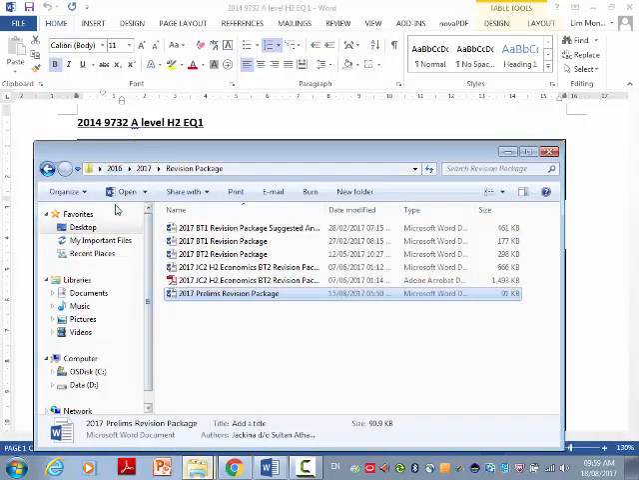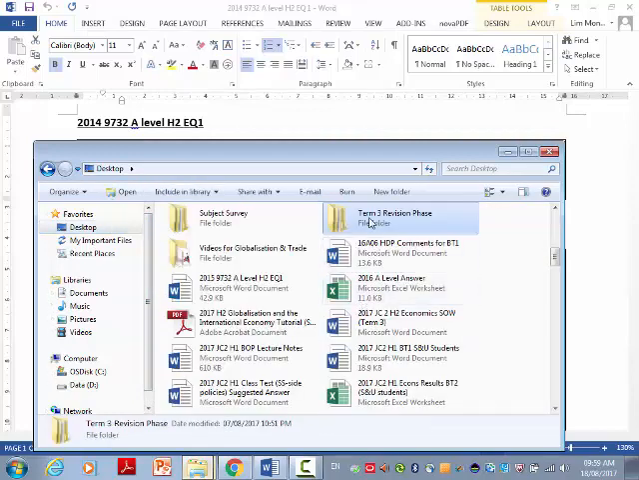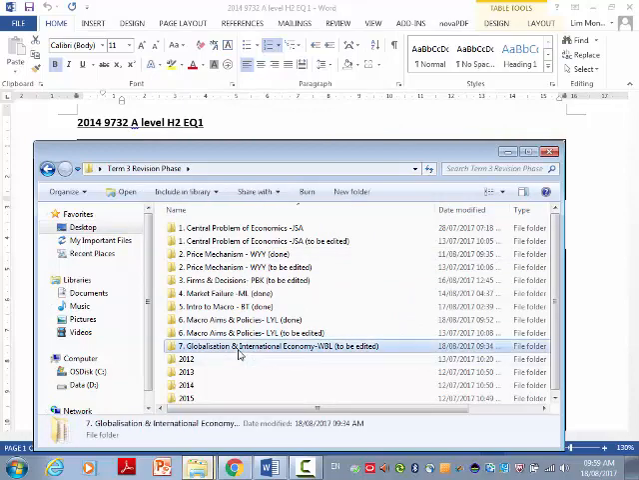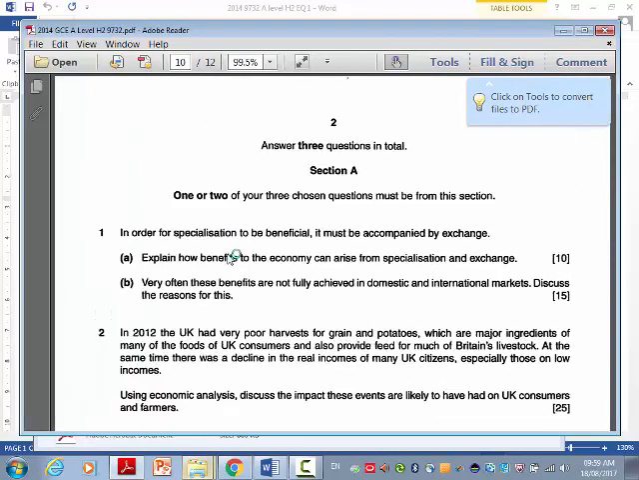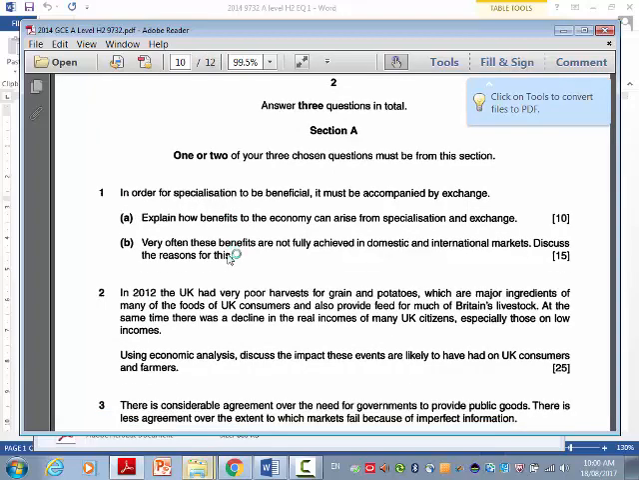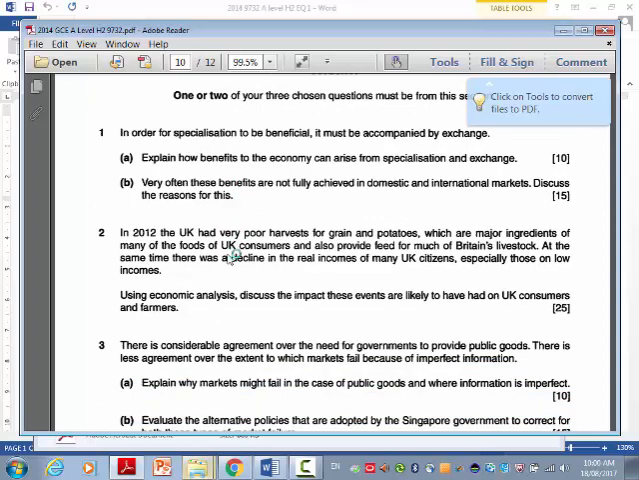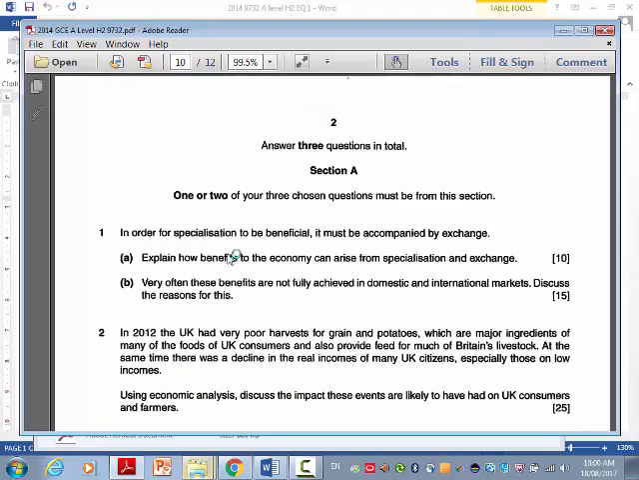If you go to the 2014 paper, you can see that this is actually found as question 1. I think most of you by now should know that section A, that means the first 3 questions, revolves mainly around microeconomics. Questions 4 to 6 are usually on macroeconomics. But you can see that this question is actually placed in the microeconomics portion.